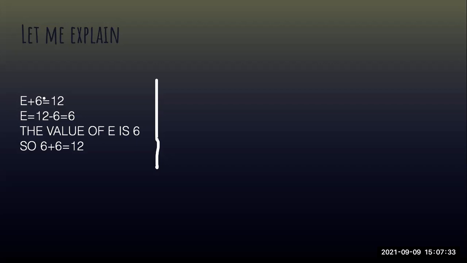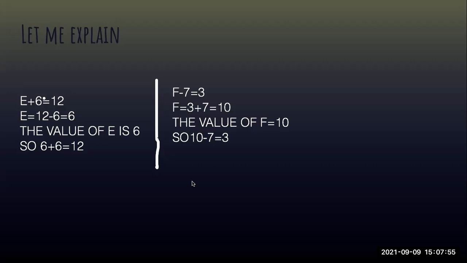So the value of f is equal to 10. So 10 minus 7 is equal to 3. So what have I done over here? Recalling the rules again. This is a variable. This is the number. This is the sum. This is the sum depictor.